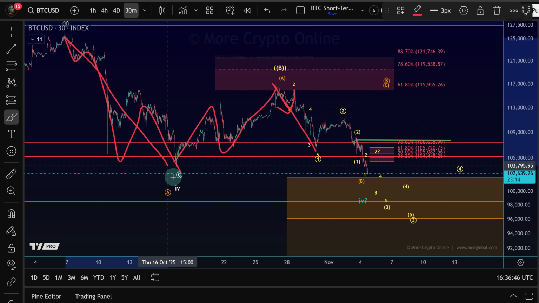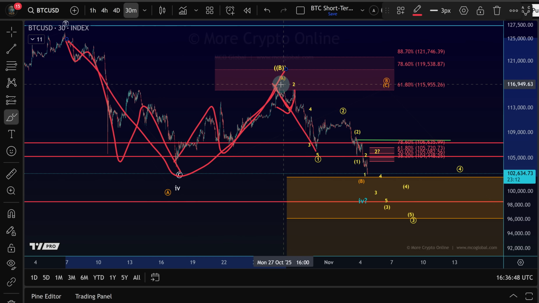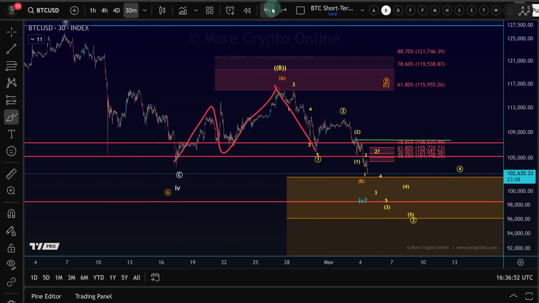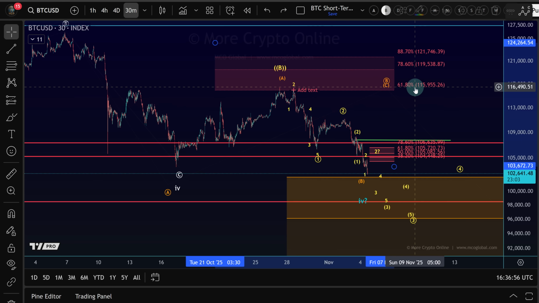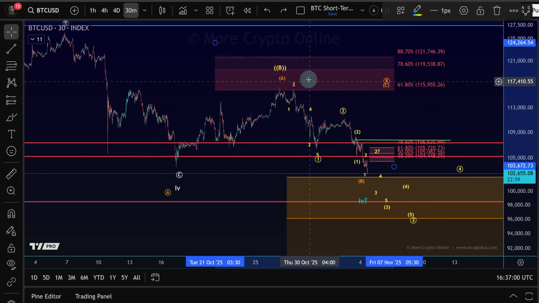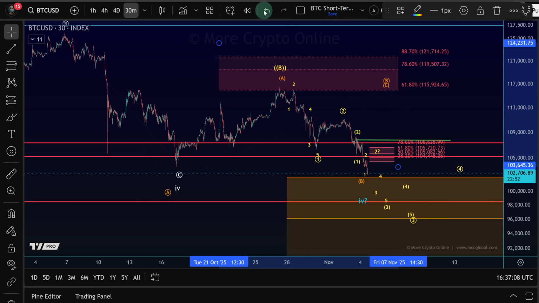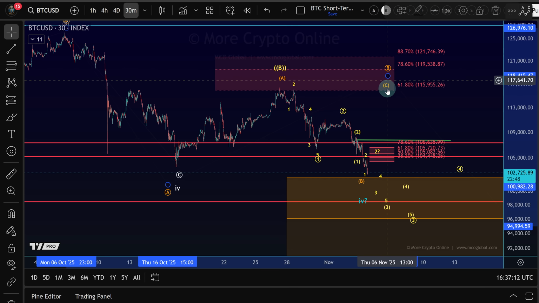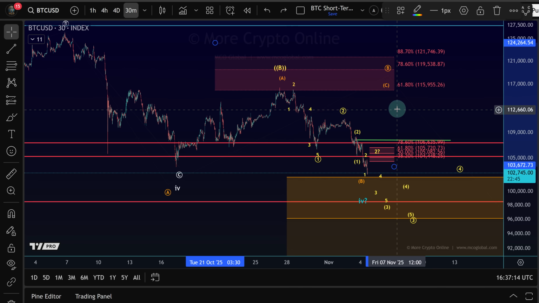Here, the potential was there. Obviously, I was tracking an A-B structure, but kept the door open for a larger B. It didn't give us that larger B. It wasn't needed as such because we already reached the 61.8 retracement. I think my ideal target was something around 117,100, which was really close. So we came really close for this B wave, but I still don't want to fully give up on the B wave. A broader B wave can still happen.